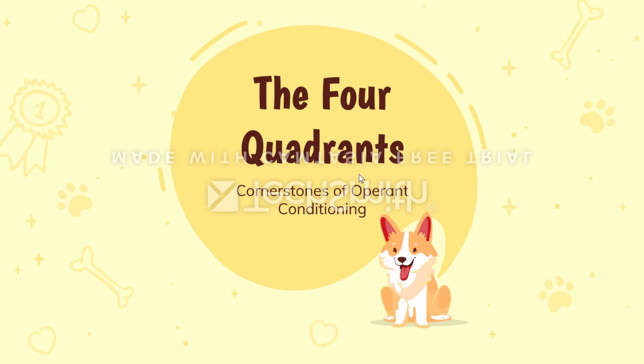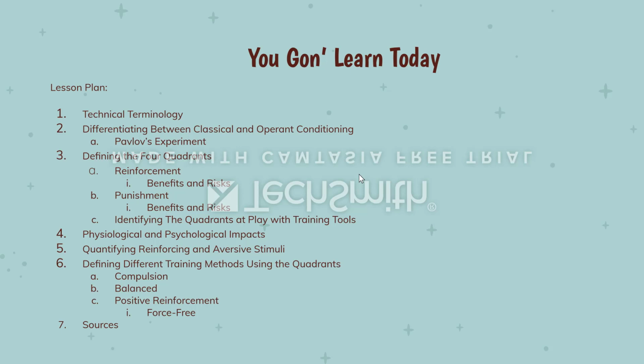So today we are visiting the 4 quadrants. These are the cornerstones of operant conditioning. And what we're going to go over today, we're going to have a little bit of technical terminology. We're going to differentiate between classical and operant conditioning, and touch a little bit on Pavlov's experiment to kind of help solidify what classical conditioning is.